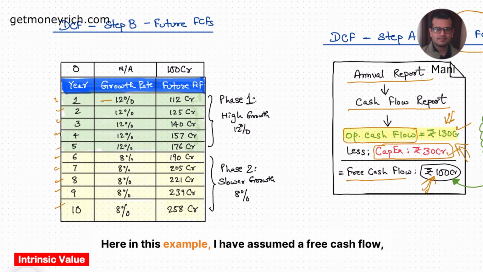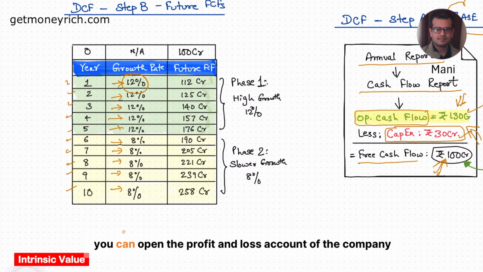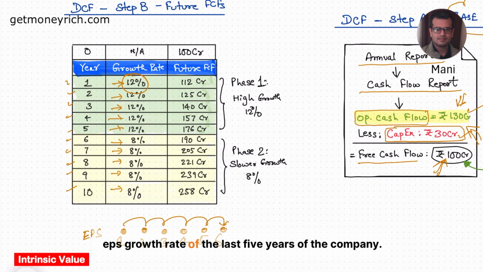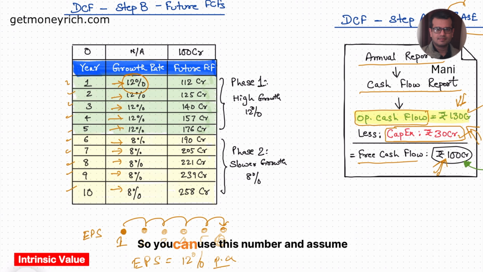Here in this example, I have assumed a free cash flow growth rate of 12% for the first 5 years and 8% for the next 5 years. From where have I assumed this 12%? You can open the profit and loss account of the company and see the EPS growth rate. Try to calculate the EPS growth rate of the last 5 years of the company. Whatever the EPS growth rate is, let's say it comes to about 12% per annum, you can use this number and assume that the company will grow at the same rate for the next 5 years as well.